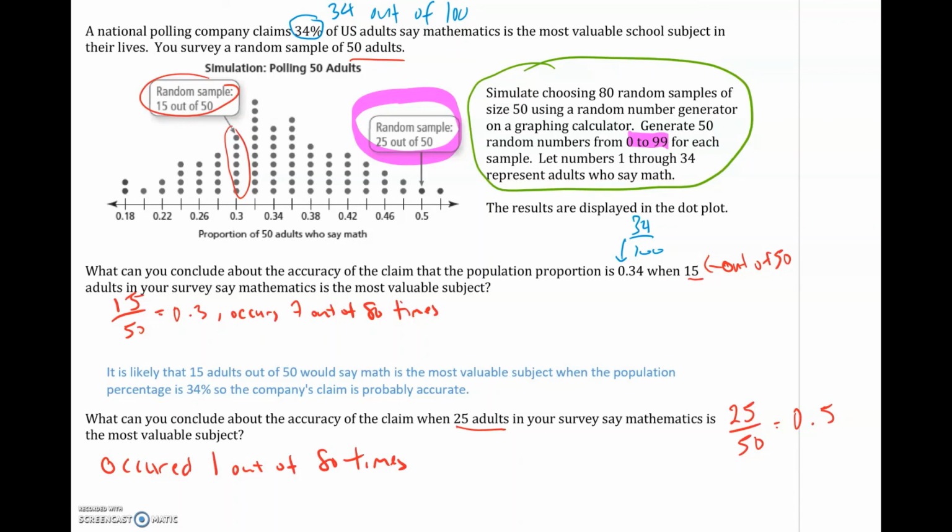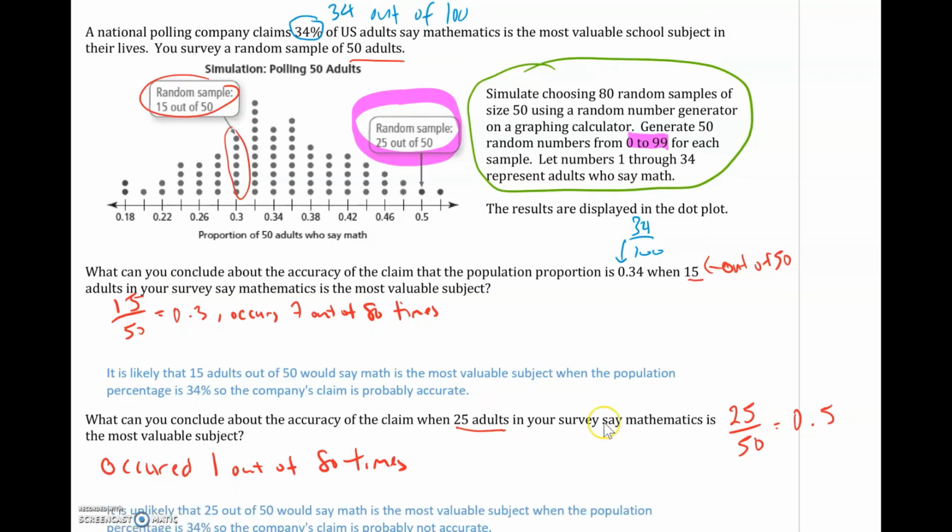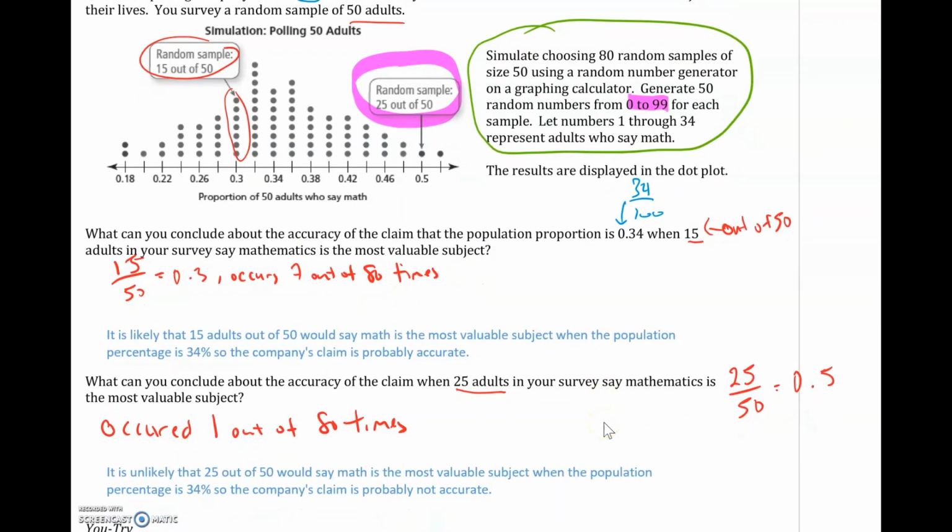So we don't want to say that it's likely that 25 out of our 50 adults would say math is the most valuable subject using the 34% population proportion. So the claim is not accurate. All right. So again, very unlikely that we would actually have 50% of our surveyed people say that they think math is the most important subject if the percentage that we're using is 34%. So we're going to say, I shouldn't say it's not accurate, but probably not accurate. Likely that it's not accurate, because again, we don't want to say anything definitively.